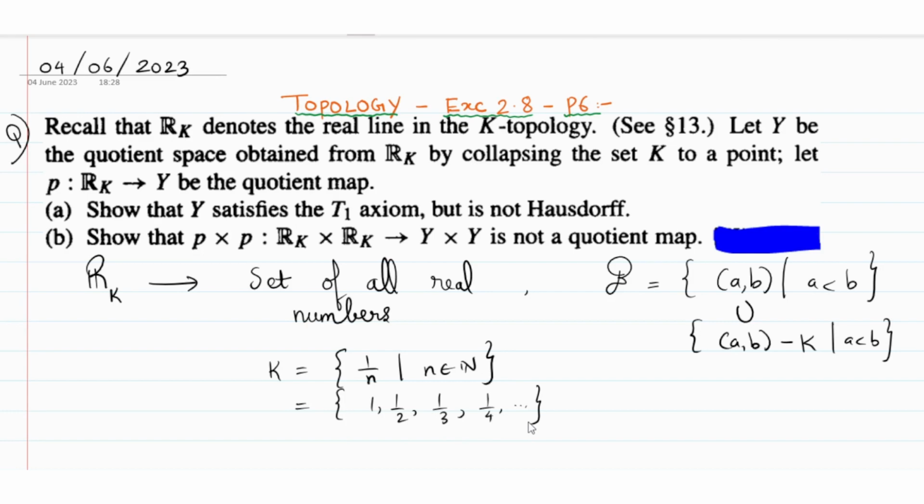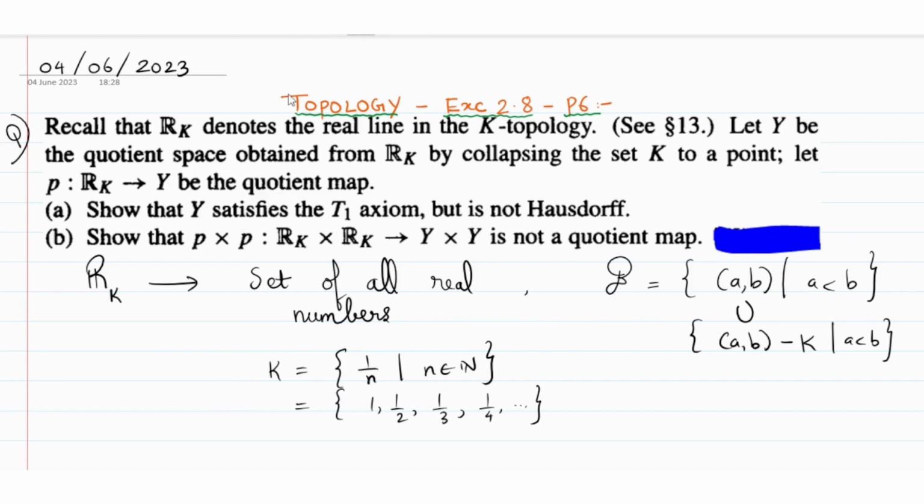One of the key differences between R and Rk is that, if you look closely, the set K is neither open nor closed in the space R, because 0 is a limit point of the subset K and it is not open either. But in the space Rk, the subset K is closed. So think about that.